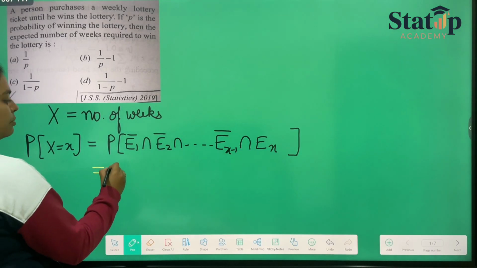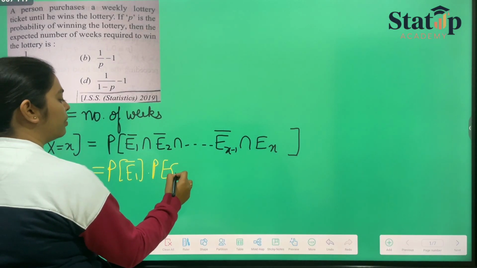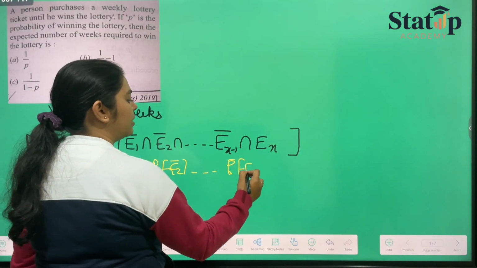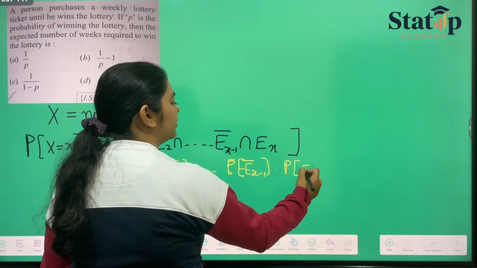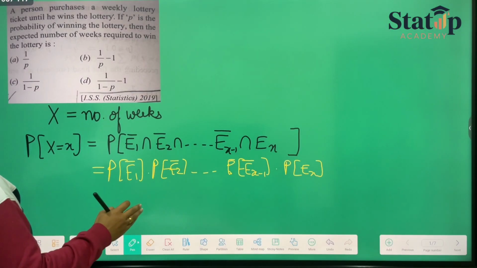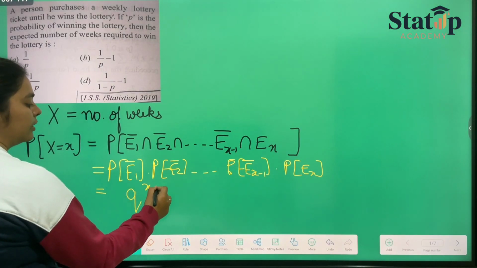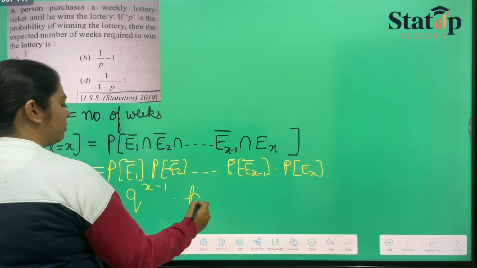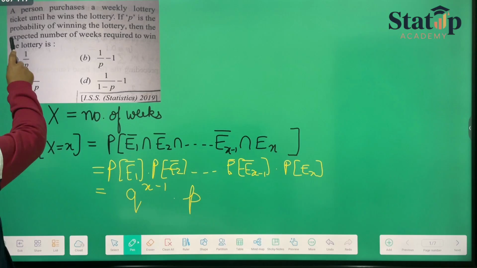So they can be written as probability of E1 bar into probability of E2 bar, and so on till probability of E x minus 1 bar into the probability that it won, which is x. Now all these bars say that it did not win, which is the probability of failure, q, raised to the power x minus 1, and that it won will be p. Now they have asked the expected number of weeks.